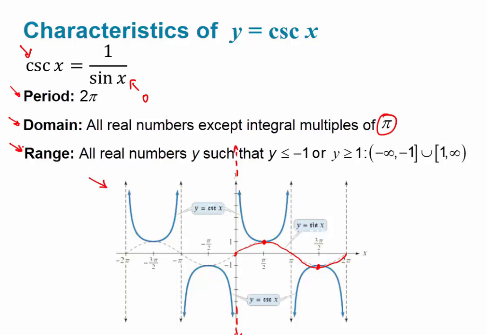The range is kind of interesting here because notice we don't get any values between 1 and negative 1. So whatever my sine curve is, those values are excluded. If I had a bigger amplitude, like sine was going between 2 and negative 2, then those values would be excluded too. So we would say all real numbers such that y is less than or equal to negative 1, or y is greater than or equal to 1. Or we would say negative infinity to negative 1, union 1 to positive infinity, but again excluding those values between negative 1 and 1.